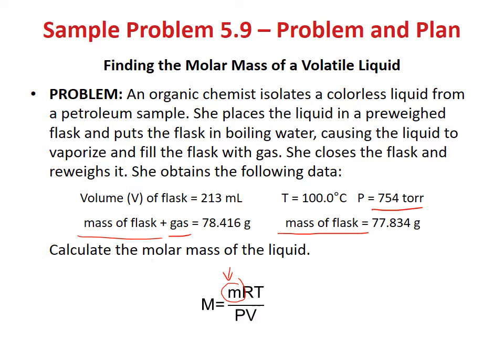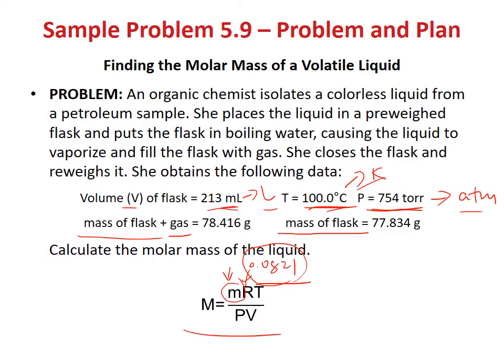754 torr, and temperature is in Celsius, so this needs to change to Kelvin, and volume is in milliliters. Now the R constant we use is 0.0821, but make sure the unit of pressure must be atmosphere, and volume must be in liters. Then we can use gas constant 0.0821. So first change Celsius to Kelvin, torr to atmosphere, milliliter to liter, and then plug everything into this equation.